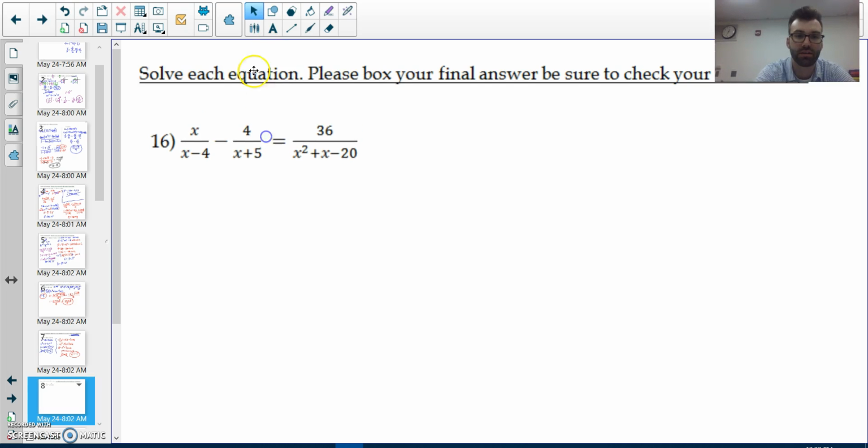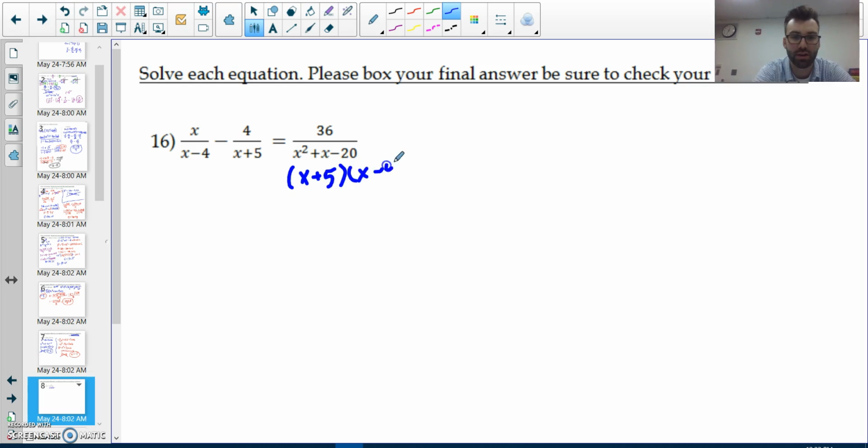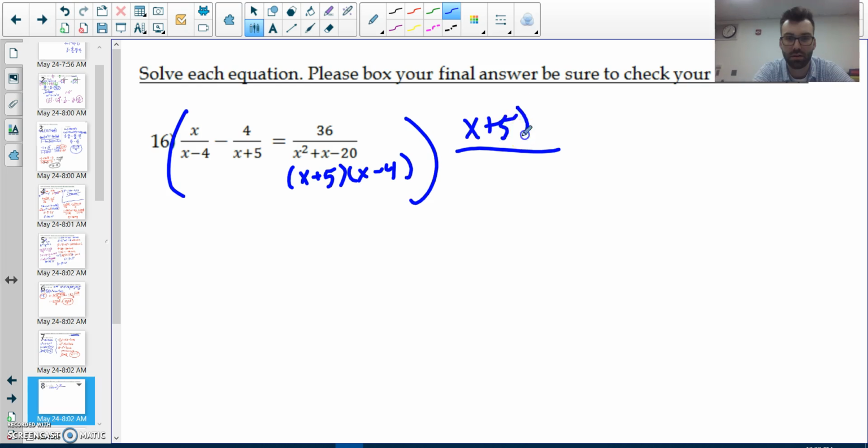We are flying. First step when solving a rational equation like this, I want to make sure everything is factored. So this factors to x plus 5, x minus 4. And then I'm going to multiply the entire problem by the LCD, my least common denominator, which is x plus 5 times x minus 4.